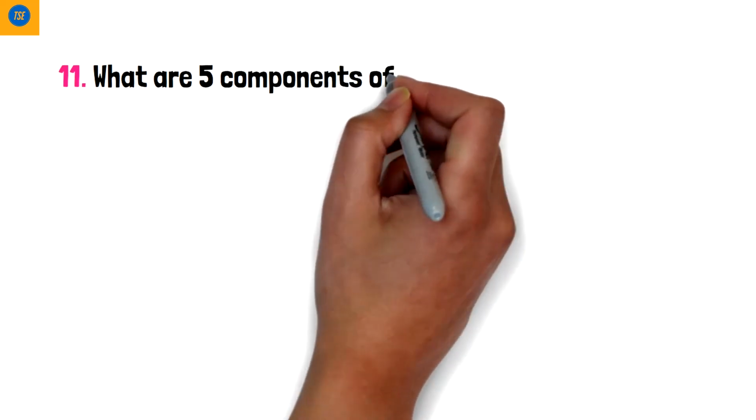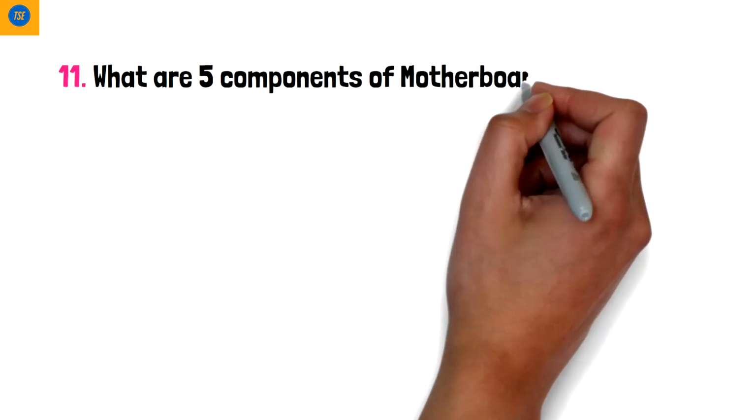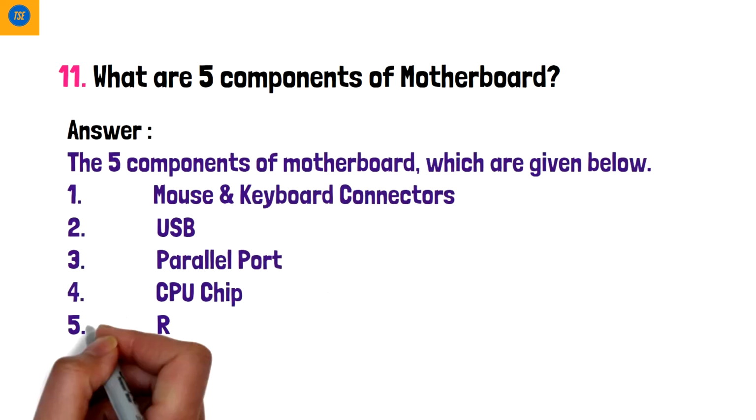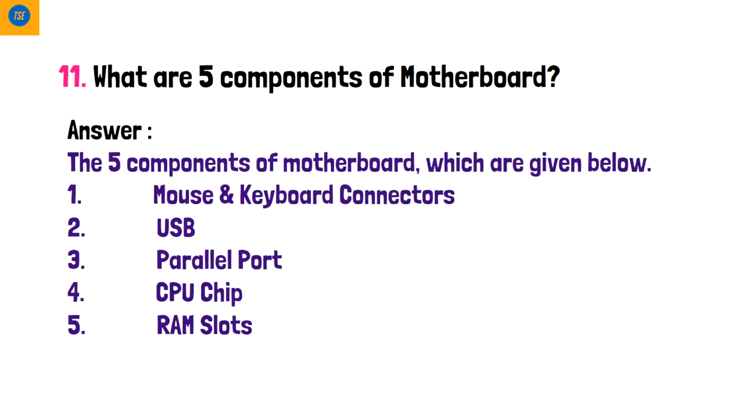What are the 5 components of motherboard? Answer. 5 components of motherboard are given below: mouse and keyboard connector, USB, parallel port, CPU chip, and RAM slot. These are the main 5 components of a motherboard.